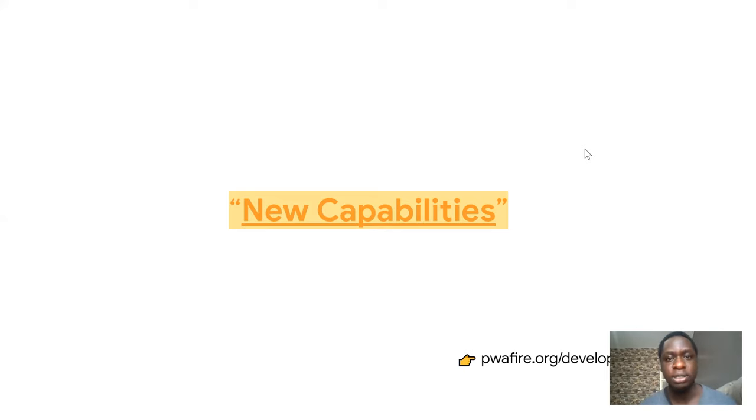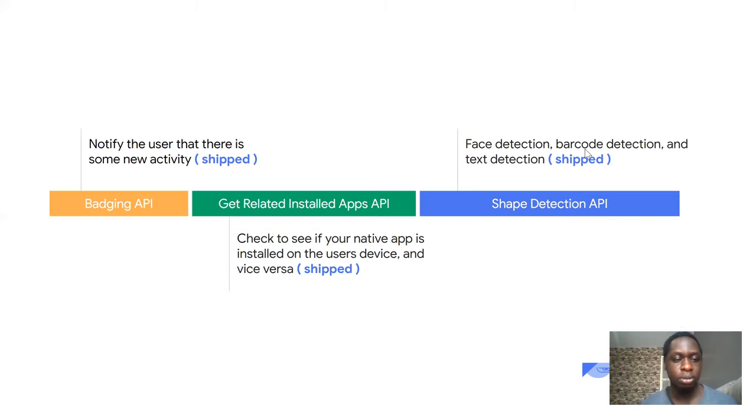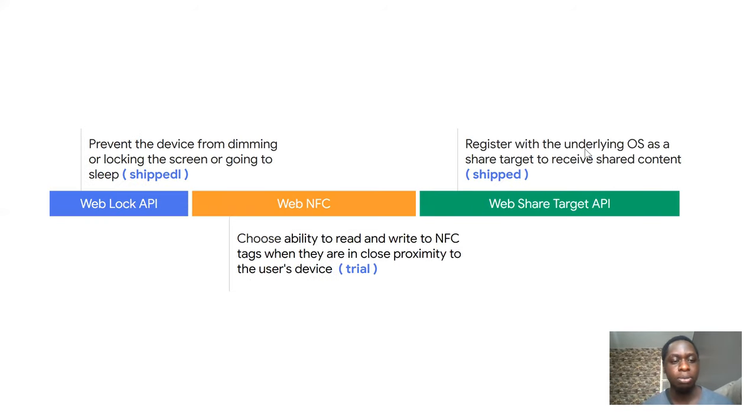Okay, cool. So let us have a look at some of these new web capabilities, jumping into Chromium-based browsers, that is the latest Microsoft Edge and Google Chrome. Talk of the Badging API, being able to notify the users that there are some new activities, new notifications they need to check out from their PWAs. Talk about the Shape Detection API, and the Wake Lock API, which prevents the device from going to sleep when the PWA is, for example, actively doing something in the background.